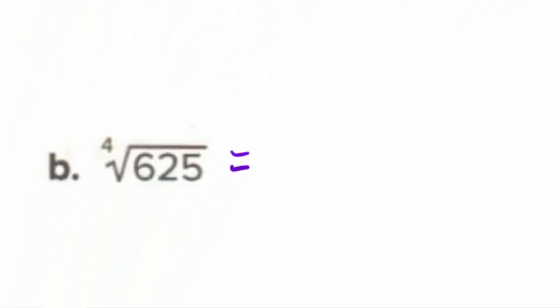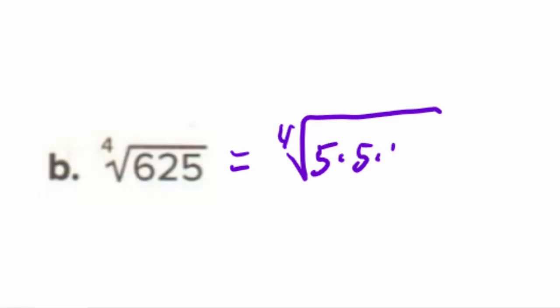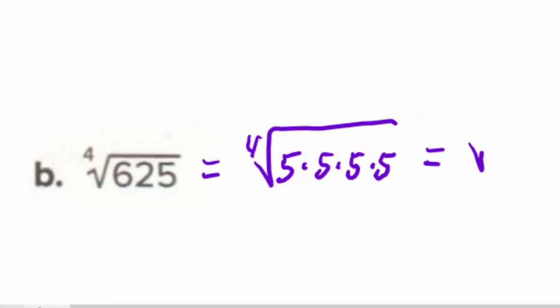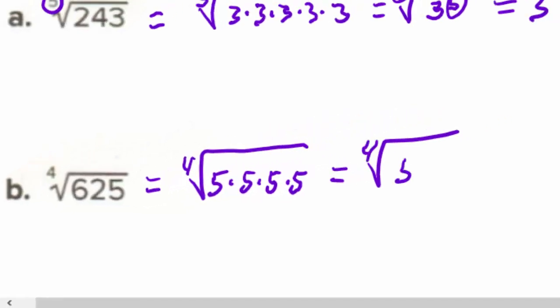Now I've got the 4th root of 625. So the 4th root of 625, and I believe that one is 5 times 5 times 5 times 5. Or in other words, it's the 4th root of 5 to the 4th power. And the 4th root will undo 4th powers and vice versa. So this just comes out to 5.